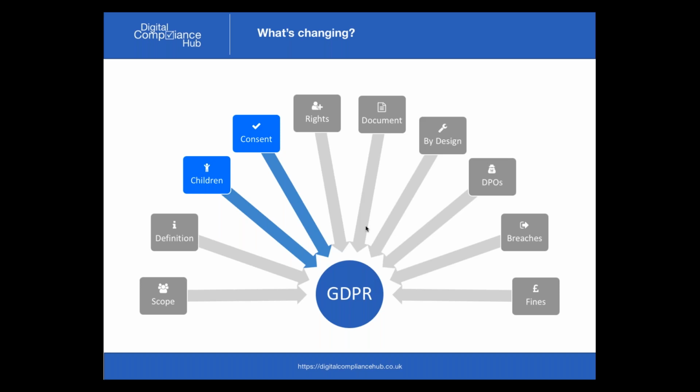Definition-wise, personal data is still defined as it is in the Data Protection Act, with one exception, that it's now got an added definition around online identifiers. So if you collect data that relates to an online channel or maybe an IP address or something like that, and you can use that data to identify an individual, then that is now clearly, without any question of doubt, within scope relating to the General Data Protection Regulation. Children and consent I'll come back to.